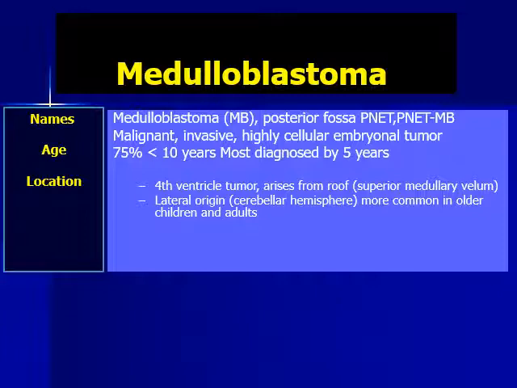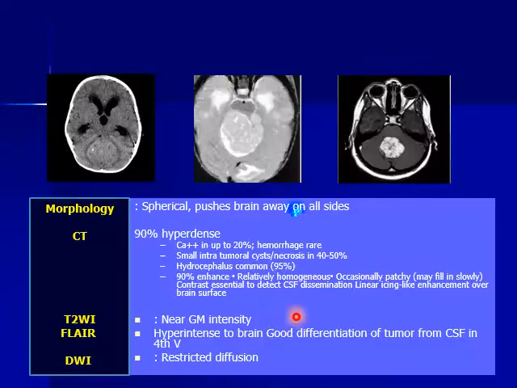It has two areas to start in. It could be a fourth ventricular tumor, which arises from the superior medullary velum, or it can originate in the cerebellum itself, which is called lateral origin medulloblastoma, and this is more common in children and young adults. It is called lateral origin or desmoplastic type of medulloblastoma.